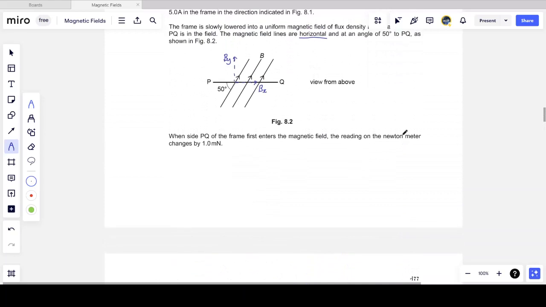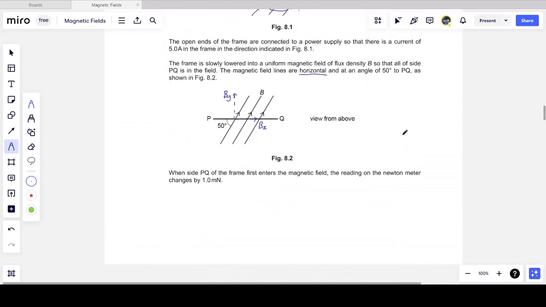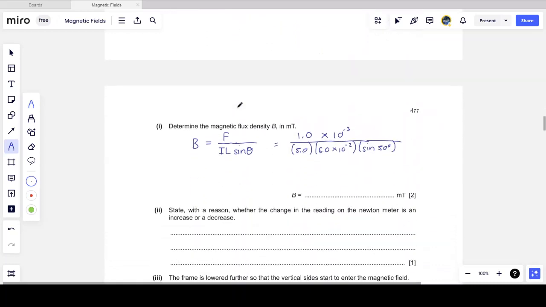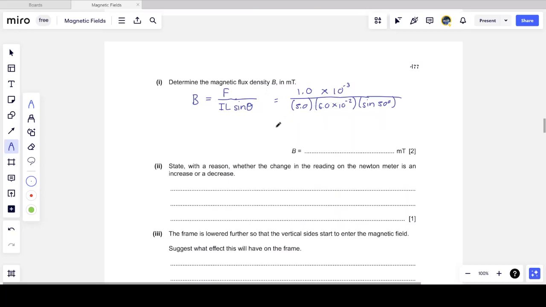So we would like the field lines to be perpendicular for the maximum force, but they're not. And so the only contribution to the force on PQ is the y contribution, By. And so By, you can see that alternate angles here should be equal, and so By should be B sine 50 degrees. So that's sine of 50 degrees. And if I calculate this, I get a flux density of 4.35 times 10 to the minus 3 teslas, which I can see is 4.35 milliteslas. And the question asks me specifically for milliteslas.